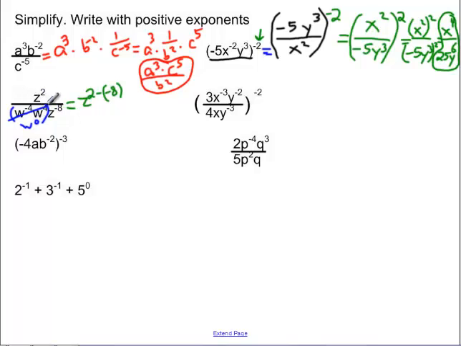So now we only have to deal with just the z's. So now I've got z to the 2nd power minus a negative 8, which equals z to the 2 minus a negative 8, which is 2 plus 8, z to the 10th power. And then there's our answer.